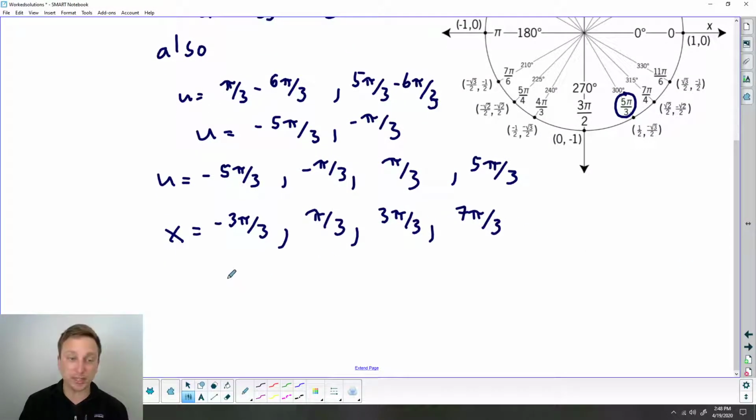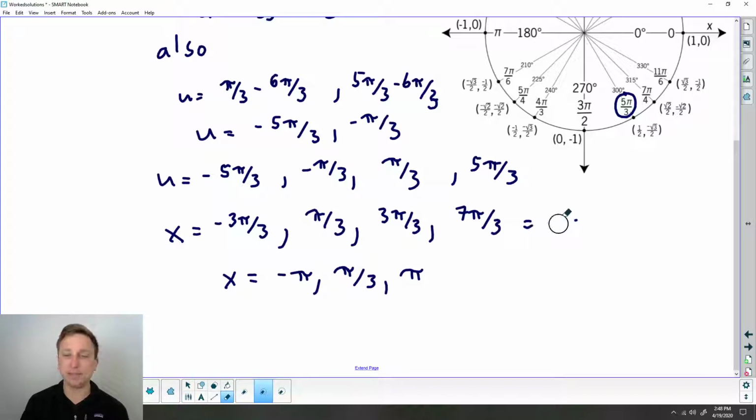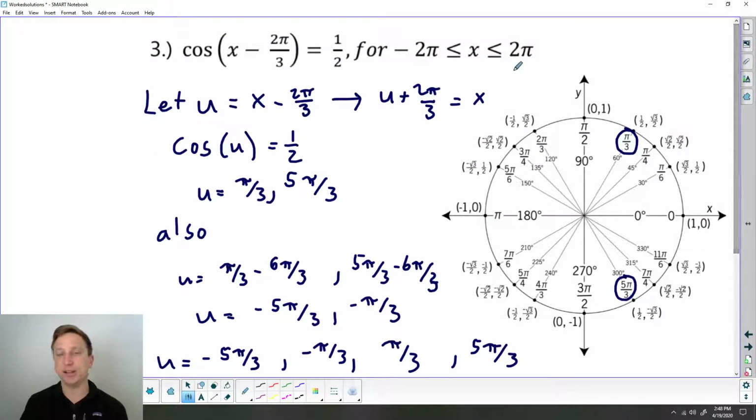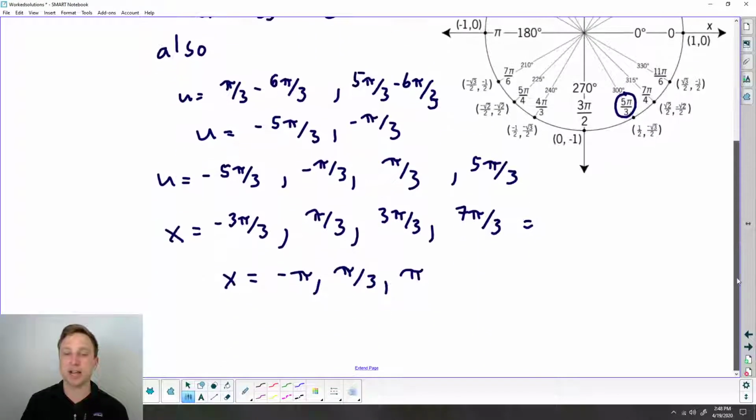As we simplify these down, -3 pi over 3 is -pi. Pi thirds doesn't reduce. And then 3 pi over 3 is +pi. And 7 pi thirds is actually going to equal 2 and 1/3 pi, which is outside of our given domain, since our x values can only be as large as 2 pi. So we scrap that in the end. So 3 answers here to our worked problem.